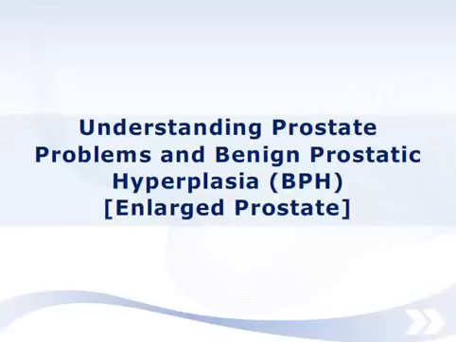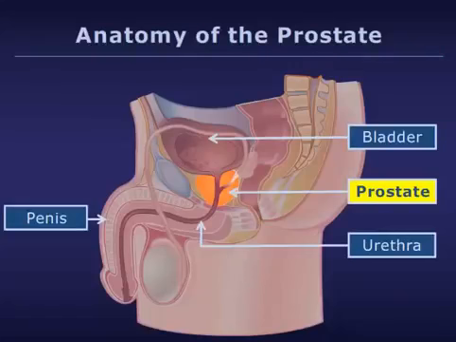This module discusses prostate problems, in particular, non-cancerous enlargement of the prostate called benign prostatic hyperplasia, or BPH. The prostate is a chestnut-sized gland situated at the bottom of the urinary bladder, the place where urine is stored. It surrounds a portion of the urethra, or the tube that carries urine from the bladder out through the penis. The prostate gland secretes a thin, milky fluid that nourishes and helps activate sperm cells.